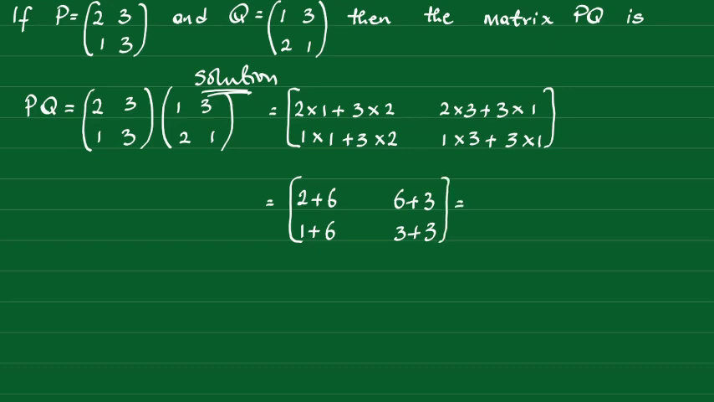Bracket close, equal to bracket open, 2 plus 6 gives us 8. 6 plus 3 gives us 9. 1 plus 6 gives us 7. 3 plus 3 gives us 6, bracket close. Therefore our answer is equal to the matrix [8, 9; 7, 6].